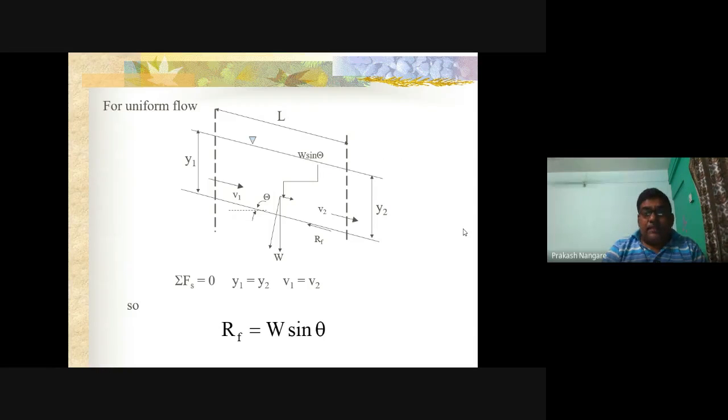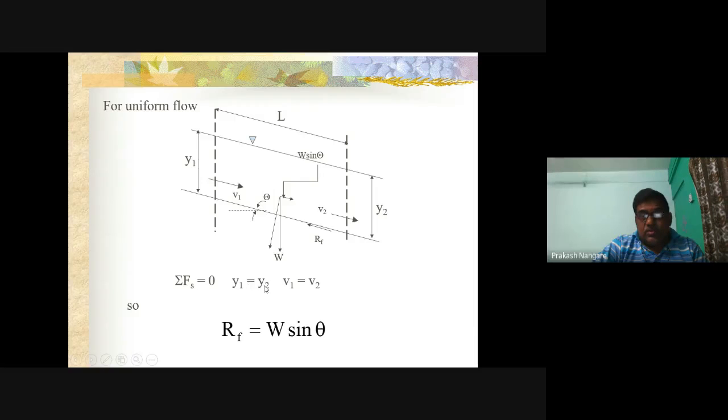Let us see the diagram. Y1 is the depth at the earlier section, Y2 is the depth of the flow at the further section. For uniform flow, the exact condition is dv/ds = 0, meaning the change in velocity with respect to space is equal to 0. As for the normal depth of the flow, Y1 is also equal to Y2.